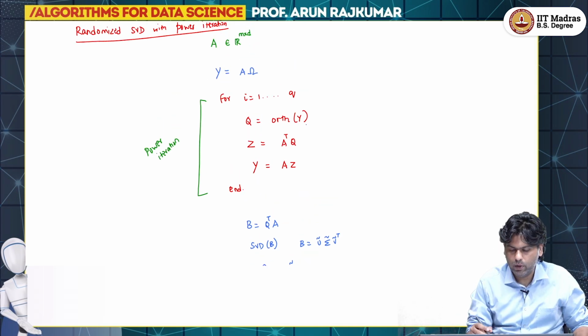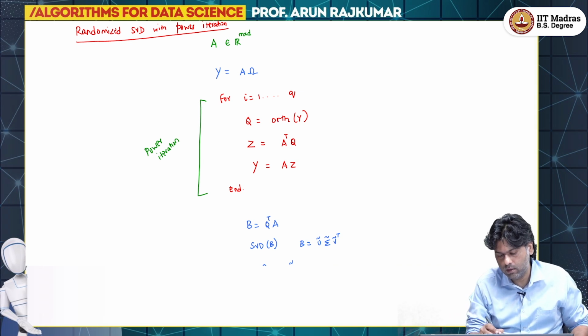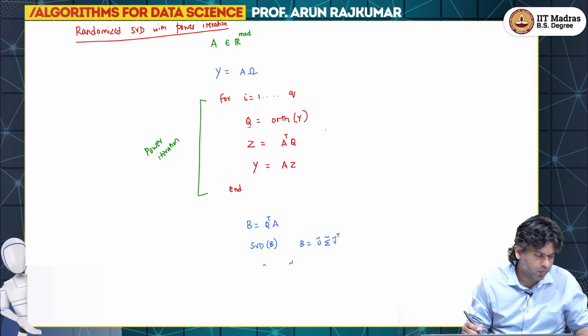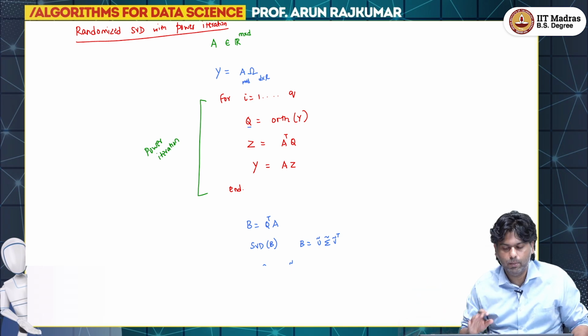Basically, we start with A and get this Q out of it. Remember, A is M cross D, omega is D cross L for some L which is K plus P, where P is the oversampling parameter that we saw earlier.